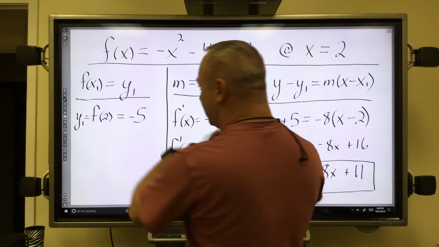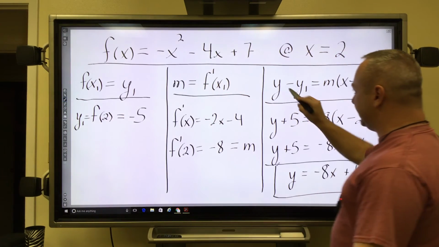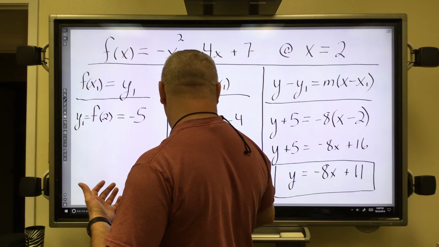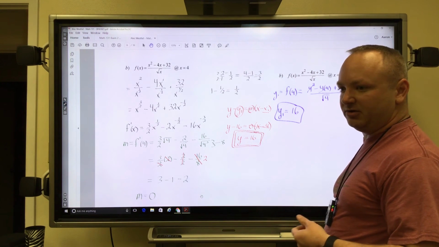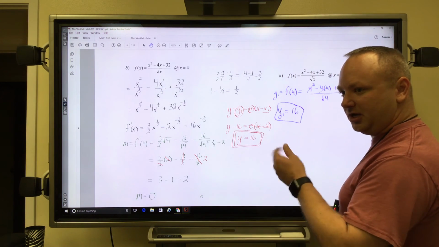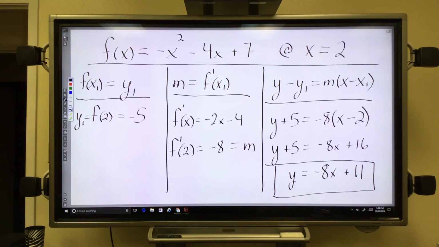If you make three columns, and you remember to put f of x1 here, m is equal to f prime of x1, and then write this out, then you don't have to worry about having all of this work all over the place. When you're practicing on your review, keep using that three-column setup, working from left to right, getting answers in each column that you then put into the third column. Every single time, column 1, find y1. Column 2, find your slope. Column 3, plug those two things along with your original x1 into that equation and solve for y equals mx plus b.